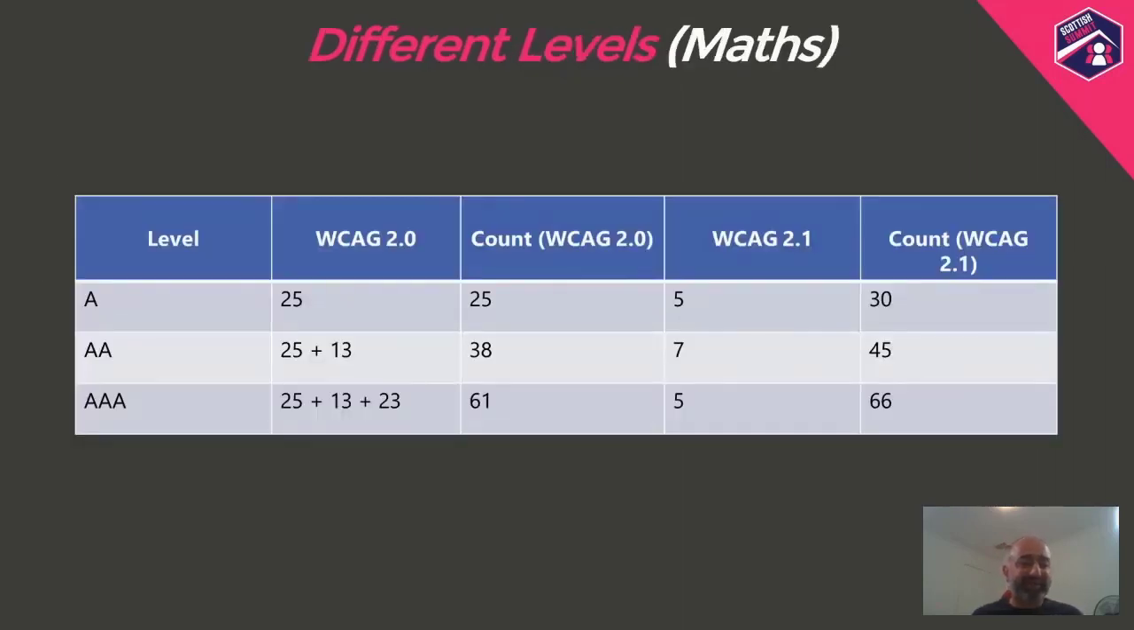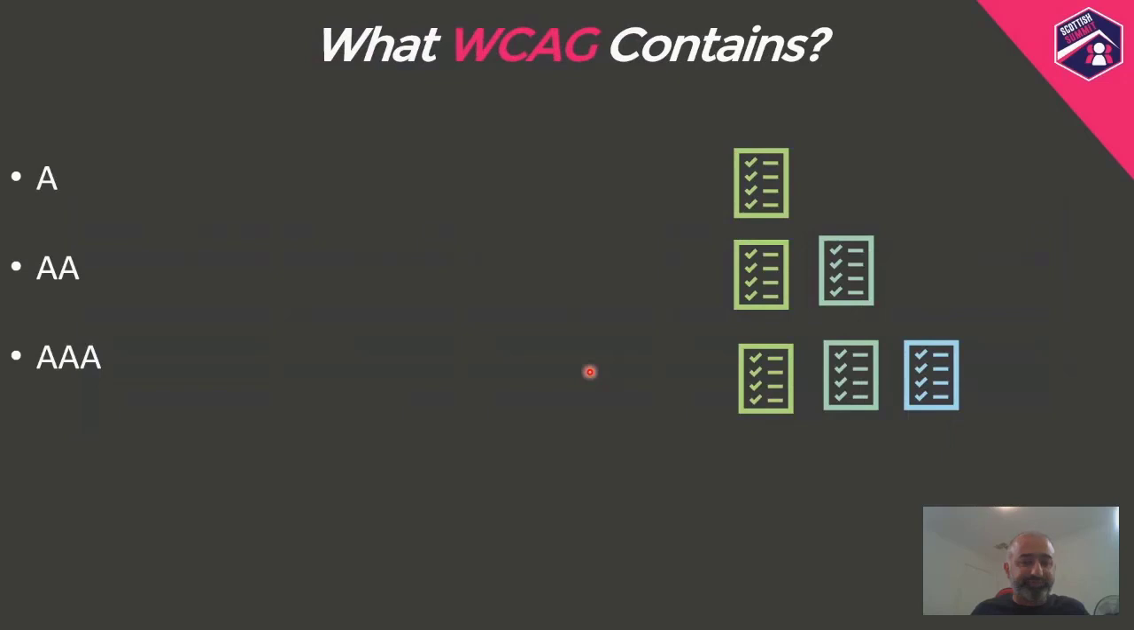With all these standards, there is a little maths now. To achieve A level, a project or team will need to comply with 30 rules or guidelines. For double A, that number is 45, and for triple A, that count is 66. And this is with WCAG 2.1. If we are dealing with a project with just 2.0, that count will of course be less, and we will need to comply with fewer rules.